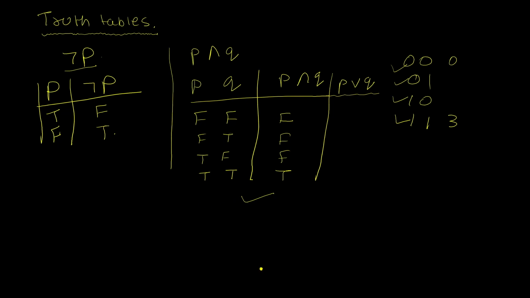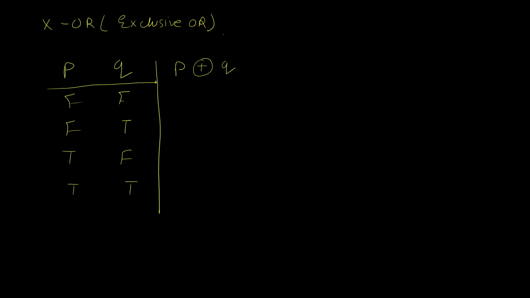tables here. Next, let's have a look at one another operation, and that is XOR or exclusive OR. And there's a pretty neat trick to remember the truth values for an XOR operation, which I'll tell you shortly. Let me first draw the XOR truth table for 2 propositions, P and Q. Okay, so this is what an XOR truth table looks like.